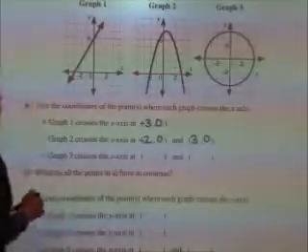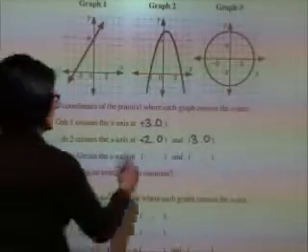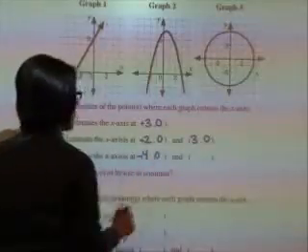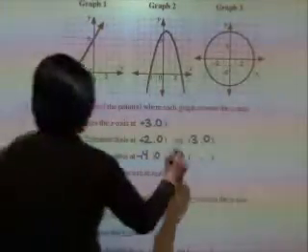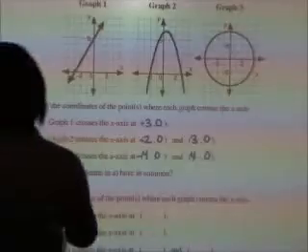And where did graph 3 cross the x-axis? -4 and 0 and 4 and 0. What do all 5 of these points have in common? Y-coordinate equals 0. Good.